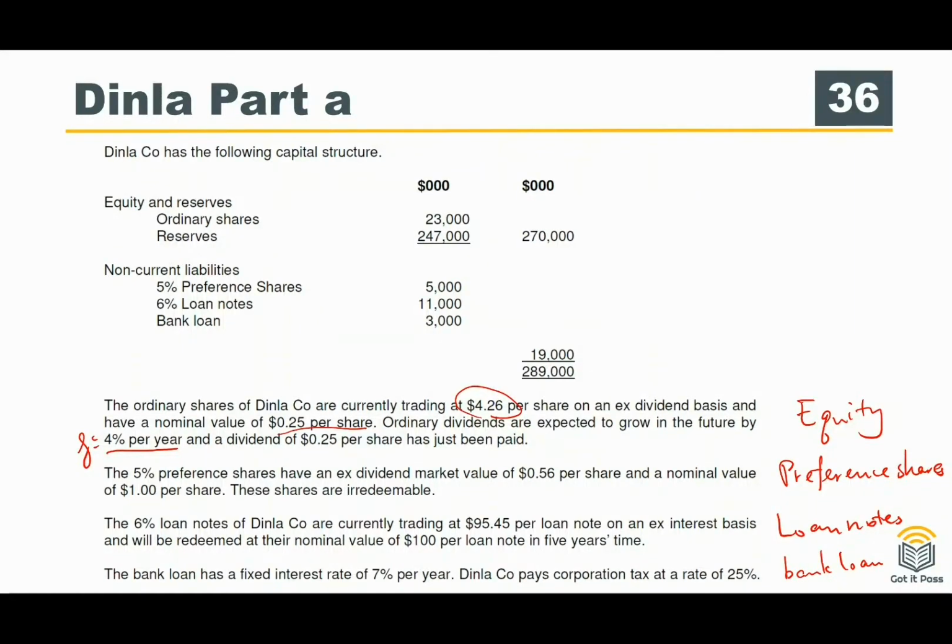In addition to the equity, it has the preference shares, which is 5% preference shares, its dividend market value, which is 56 cents per share, and the nominal value of this preference share is $1 per share. And these shares are irredeemable.